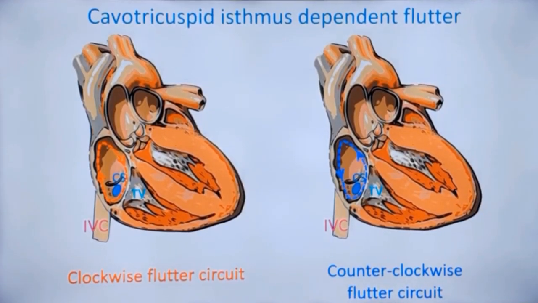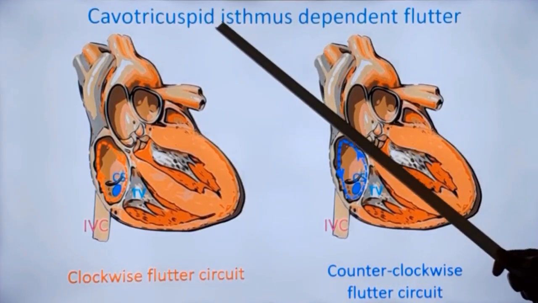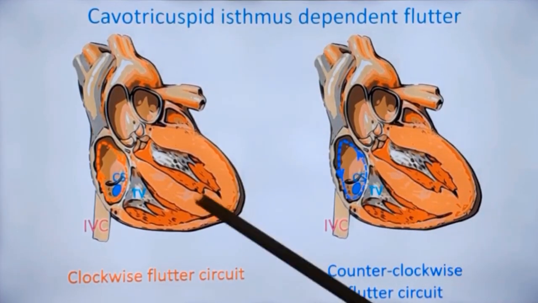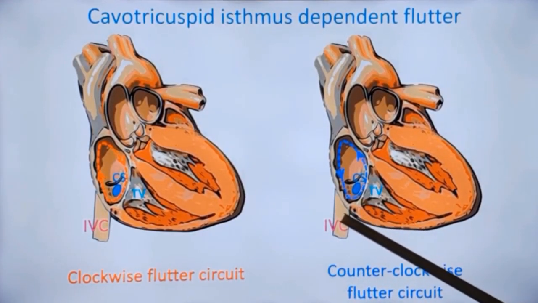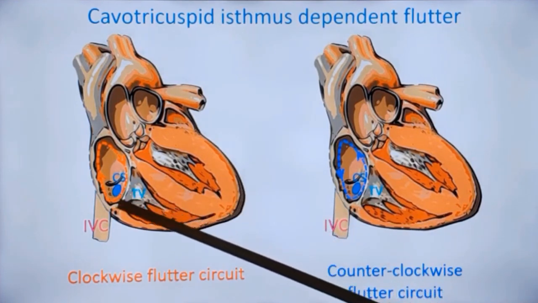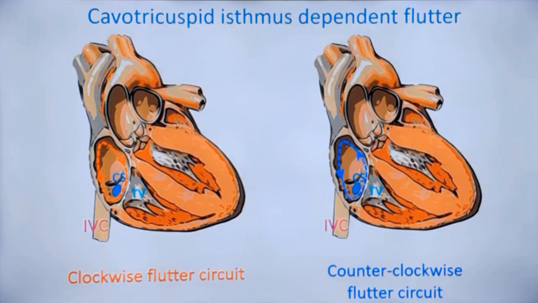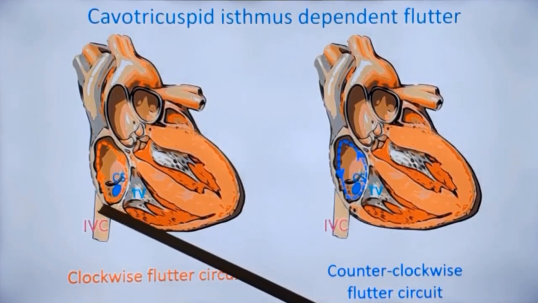In case of flutter, the commonest region of slow conduction is the isthmus, cavo-tricuspid isthmus. That's a region of slow conduction. That is, this is cavo, this is tricuspid. So this is the region where there is slow conduction, and that's also the region targeted for ablation when atrial flutter is ablated. And there are two types of circuits. One is a counterclockwise circuit, and this is a clockwise circuit.